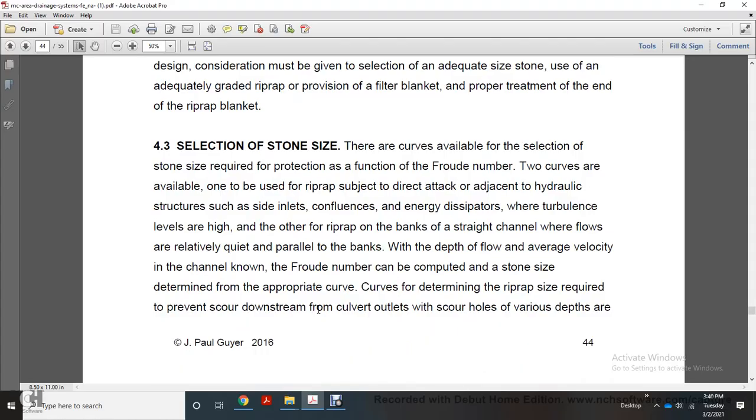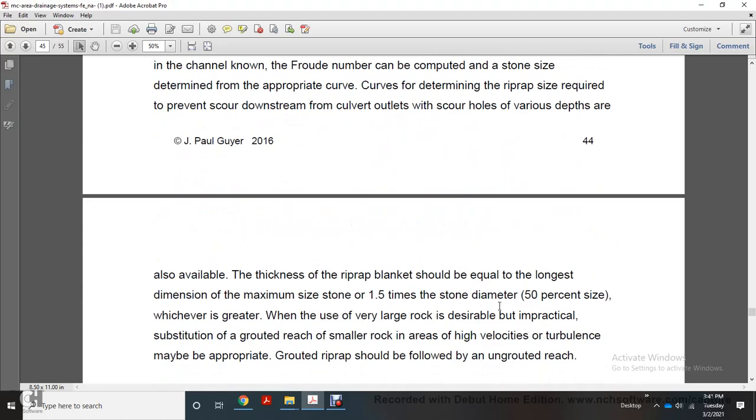Selection of stone size: curves are available for selecting the stone size for protection. The Froude number 2 curve is available for use with riprap subject to direct attack adjacent to hydraulic structures, such as side inlets, confluences, and energy dissipators where turbulence levels are high, or for riprap banks in straight channels where flow is relatively quiet and parallel to the banks. The depth of flow, average velocity, and channel Froude number are used to determine the appropriate curve for stone size, to prevent scour downstream. Culvert outlets with a scour hole for various depths are also available.